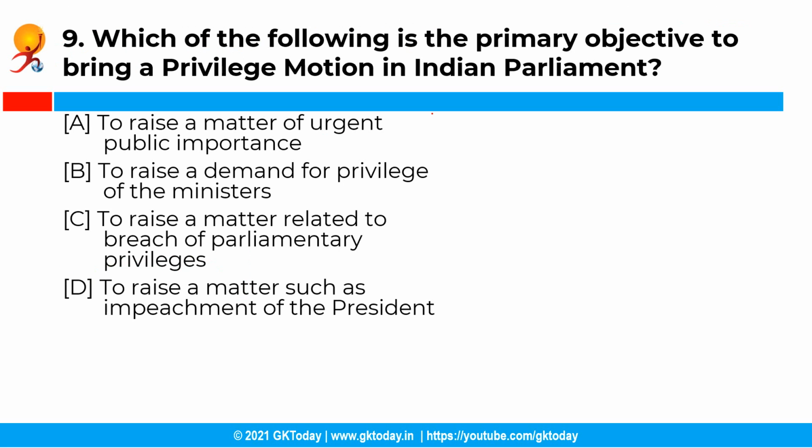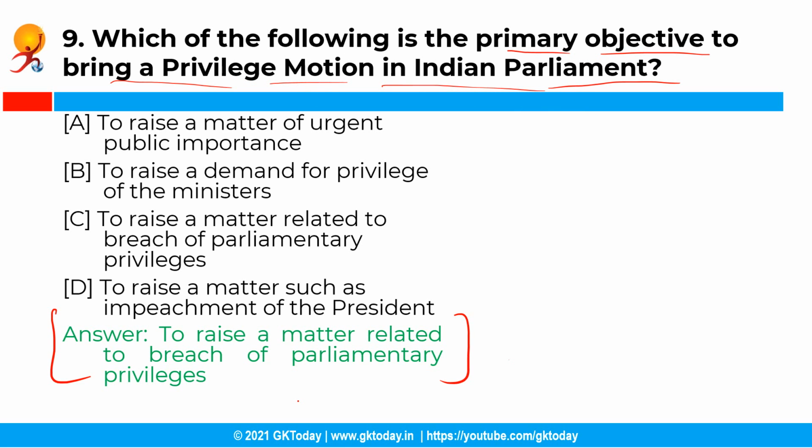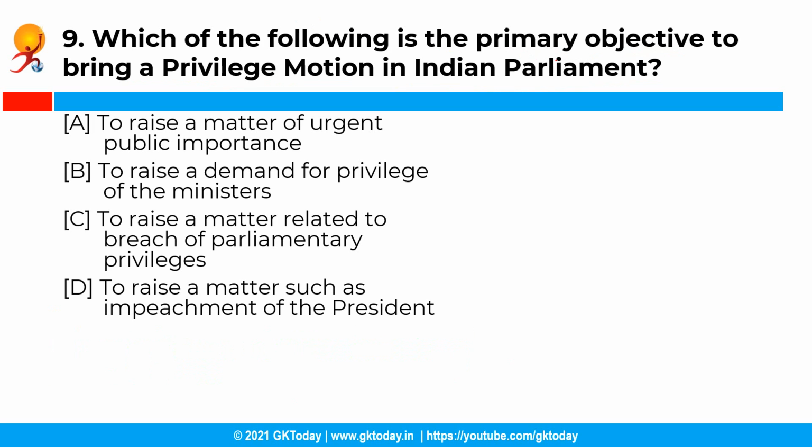The next question is, which of the following is the primary objective to bring a privilege motion in Indian Parliament? Now you have the following options and the correct answer is to raise a matter related to breach of parliamentary privileges, which is option number C. Now see, the privilege motion is concerned with the breach of parliamentary privileges by a minister, and it is moved by a member when he feels that a minister has committed a breach of privileges of the house. So the sole idea is to censure the concerned minister, right?